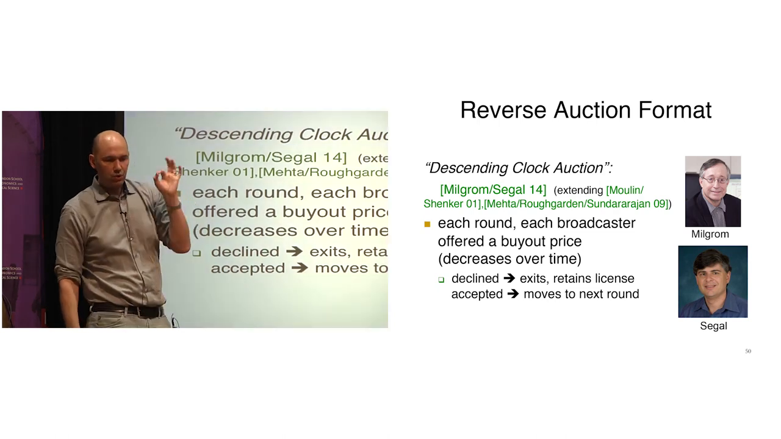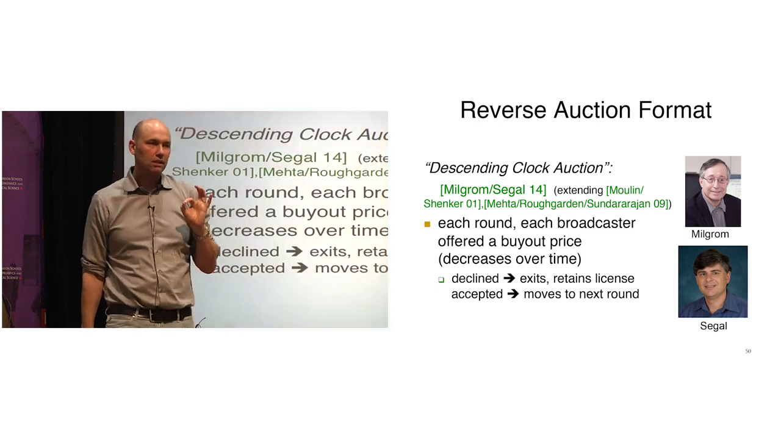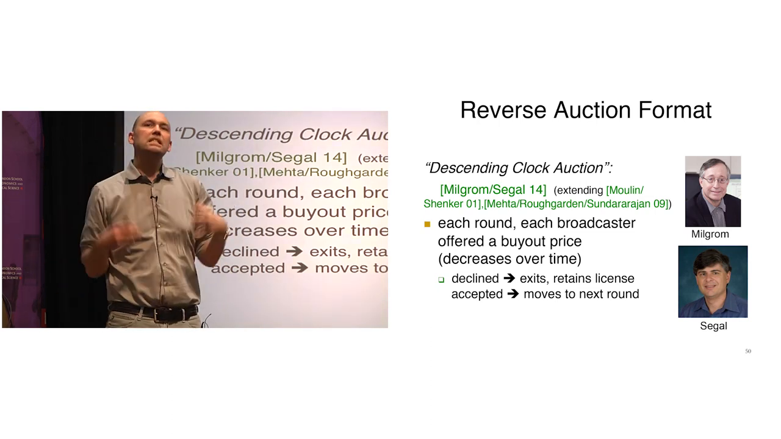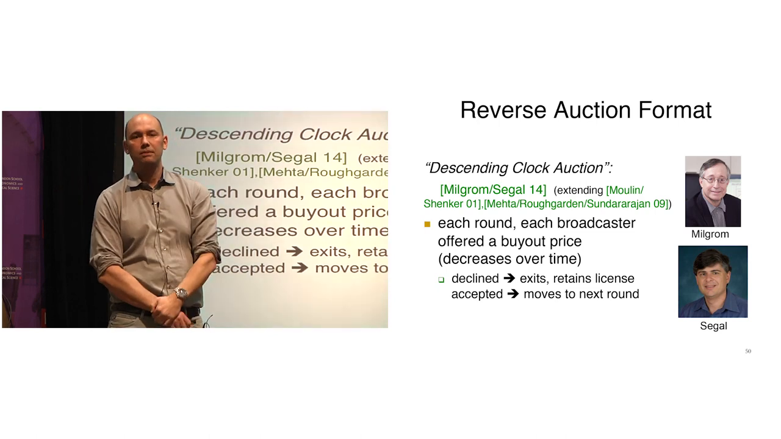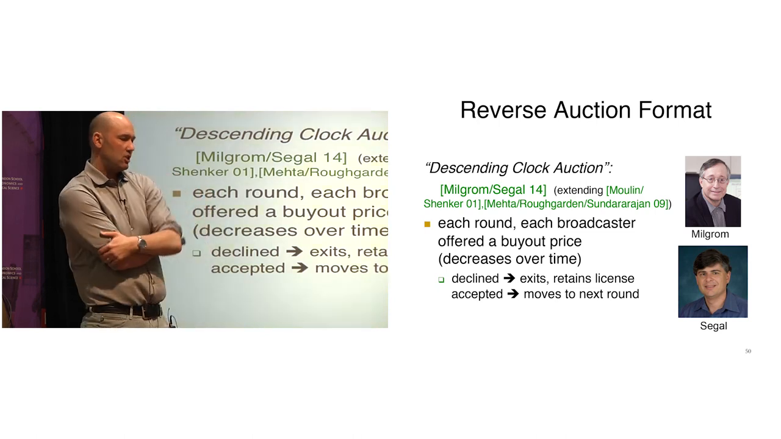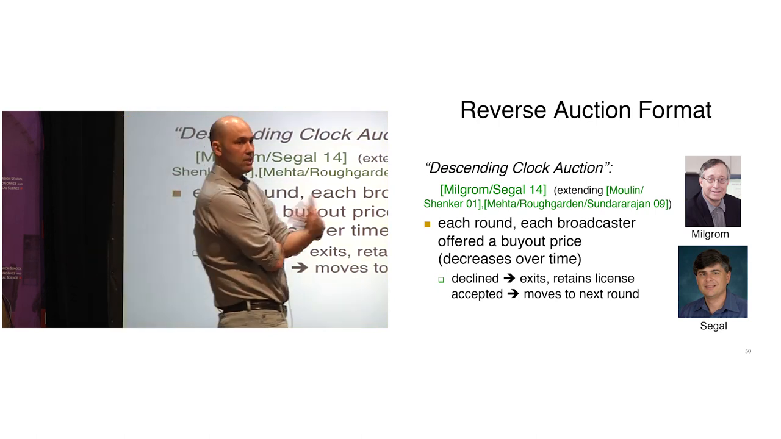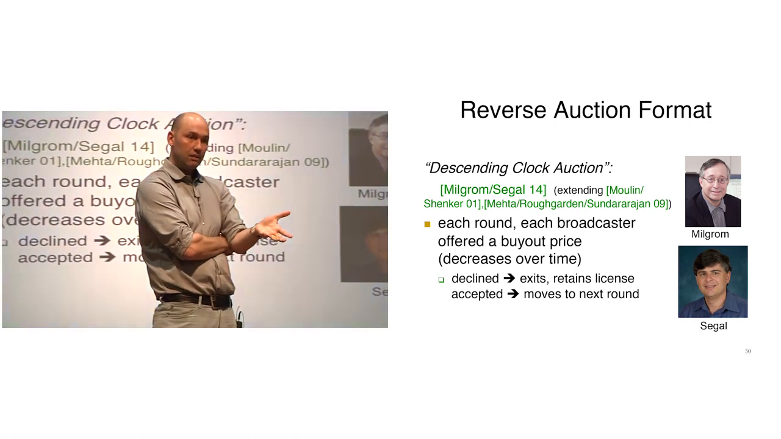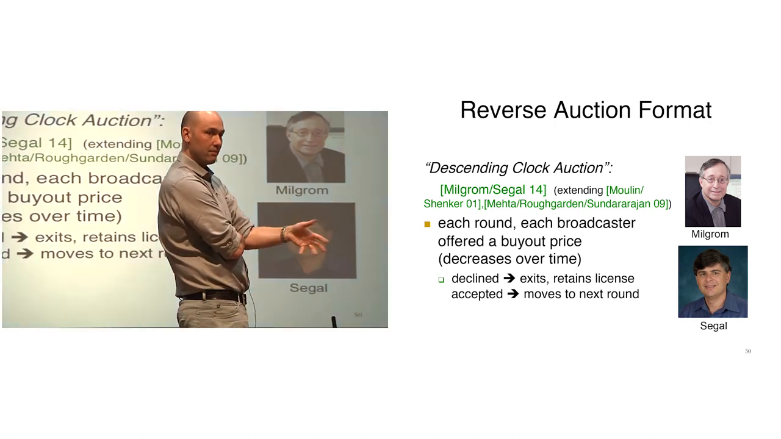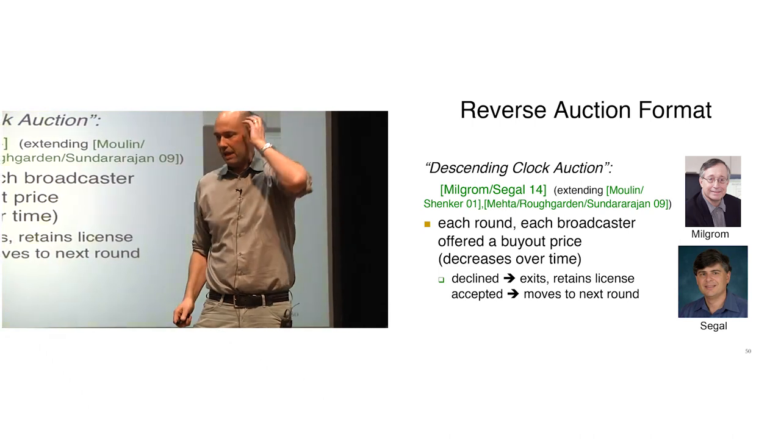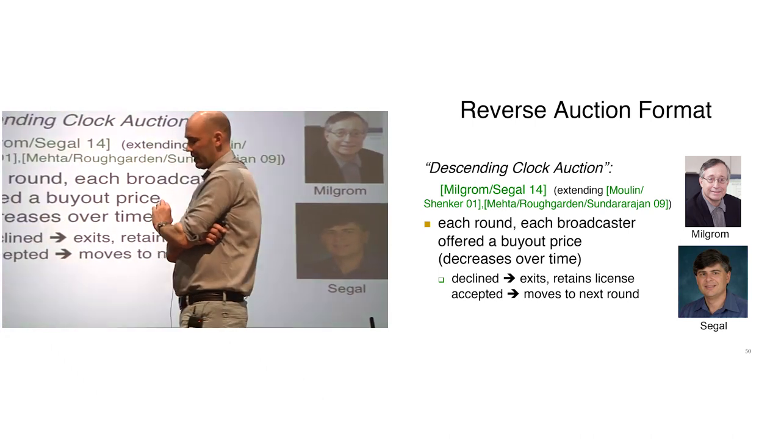And what's really cool about this auction format called the descending clock auction is that it's really, really easy for the participants. Okay. So if you're a participant in this auction, meaning you're a television station, you have a license, and you might be willing to sell it to the government for a high enough price. So if you're still in this auction, here's what happens.